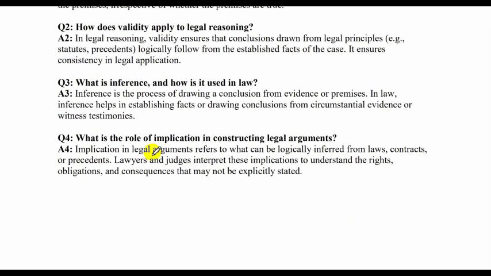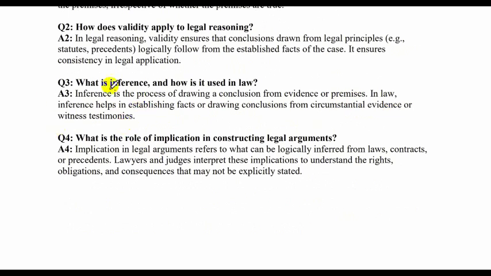Question 3. What is inference and how is it used in law? Inference is the process of drawing a conclusion from evidence or premises. In law, inferences help in establishing facts or drawing conclusions from circumstantial evidence or witness testimonies.